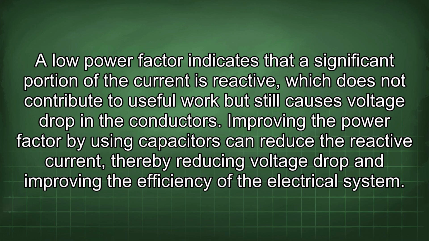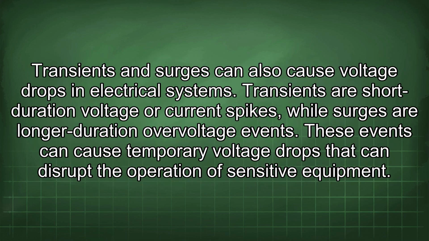Improving the power factor by using capacitors can reduce the reactive current, thereby reducing voltage drop and improving the efficiency of the electrical system. Transients and surges can also cause voltage drops in electrical systems. Transients are short-duration voltage or current spikes, while surges are longer-duration over-voltage events. These events can cause temporary voltage drops that can disrupt the operation of sensitive equipment.